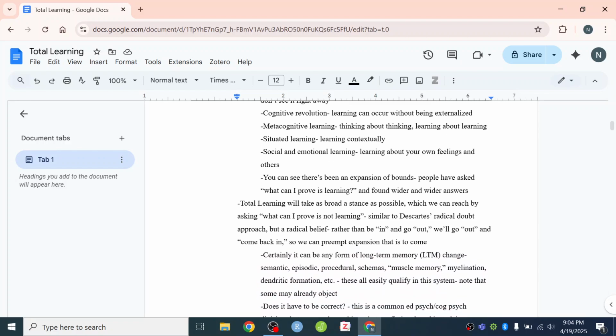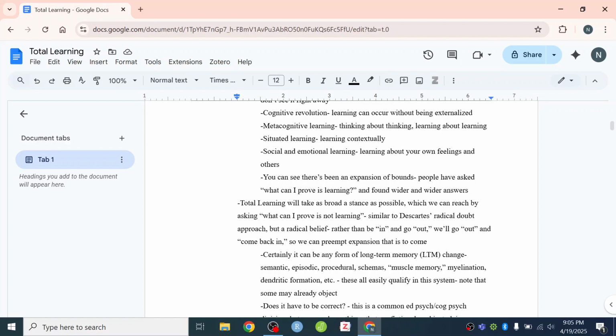So, taking this approach of let's go out and come back in, let's ask what can I prove is not learning, let's start asking that question and start bringing up some of the possible objections that a person could bring up for saying, hey, that's not learning, and say, well, can I refute that objection and therefore accept this as a form of learning? Again, anything that is a vaguely reasonable argument that this could be learning, we're going to take it. Okay. Let's say it right off the bat.